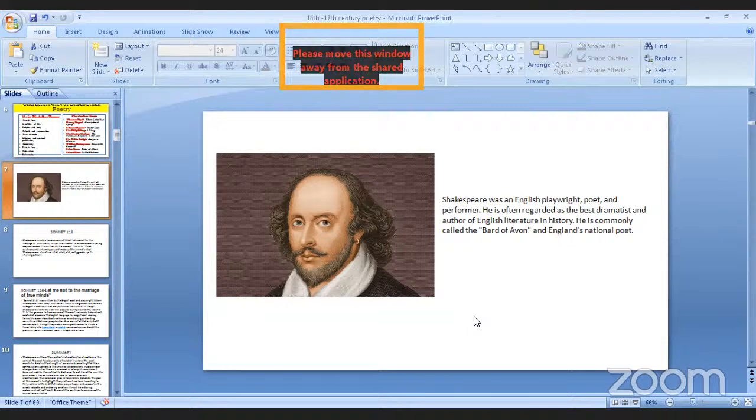His earliest work as a dramatist was the three parts of Henry VI, written from 1590 to 91. He wrote several plays and poems. I think you're also familiar with his dramas, most of his plays, right? And I think some of his plays were also adapted to movies, if you remember, okay? And then, right.